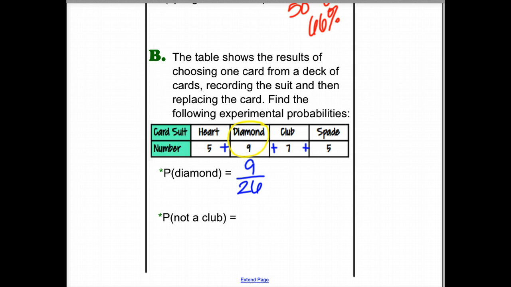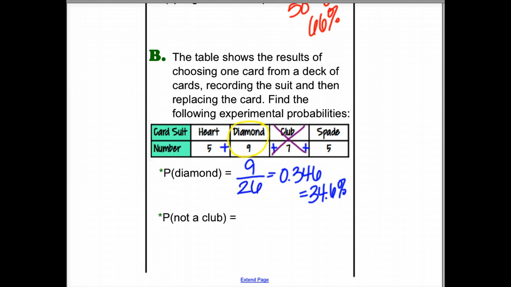Now if we take a calculator and do 9 divided by 26, we get approximately 0.346, so that would be equal to 34.6%.